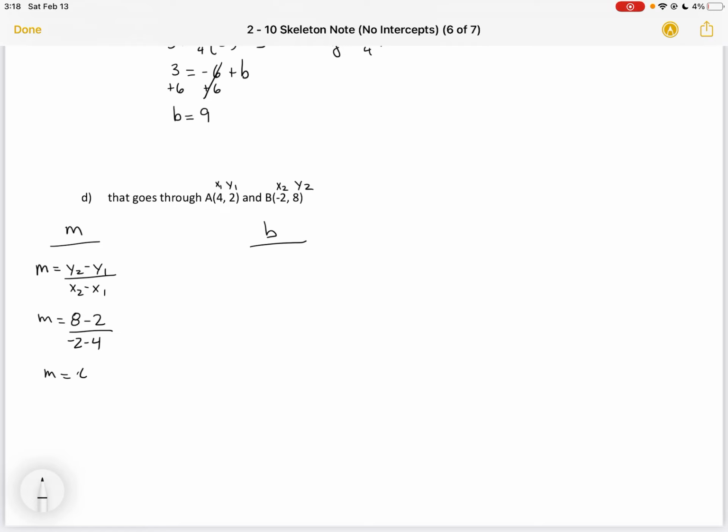8 minus 2 is 6. Minus 2 minus 4 is minus 6. So my slope is minus 1. Now I'm going to go ahead and calculate my b value. And I can substitute in either point for x and y, as long as I'm using the coordinates from the same point. I'm going to choose A because both of the numbers are positive. 2 for y, 4 for x, and leaving the b on its own.